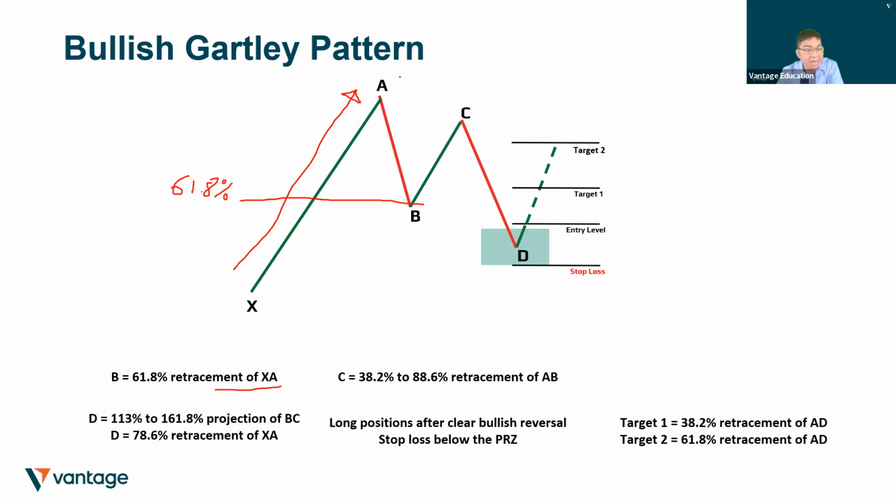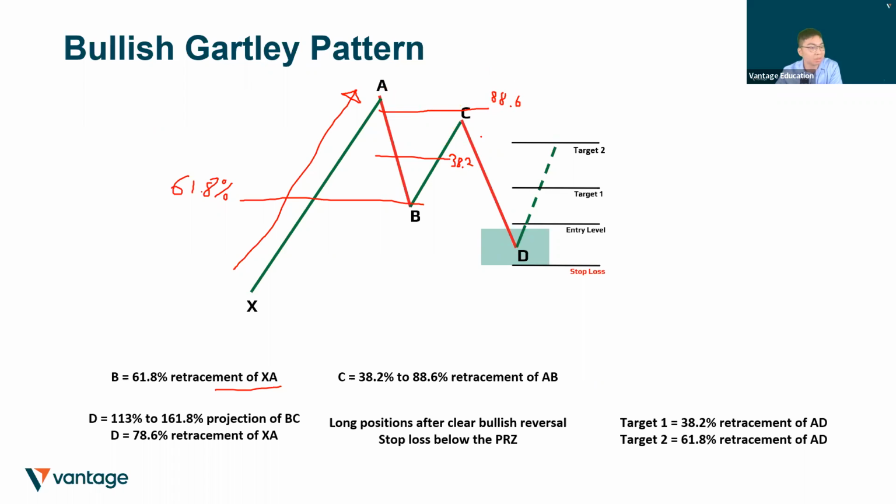Point C falls anywhere between 38.2%. So it can be 38.2. Then I need to, my mouse slipped, so I need to draw it out again. Draw it out nicely. So it can be between 38.2% to 88.6% retracements of the corrective leg AB. So C is between 38.2 and 88.6% Fibonacci retracement.